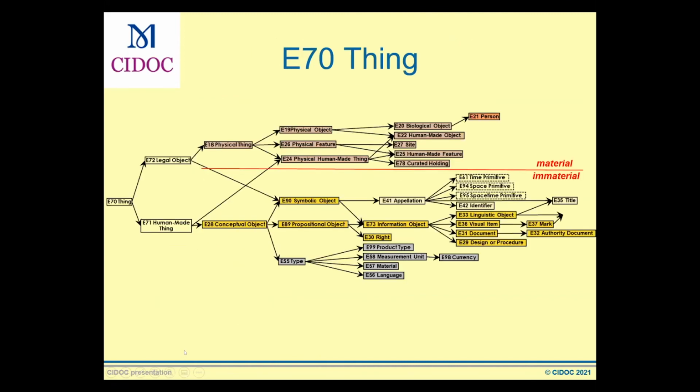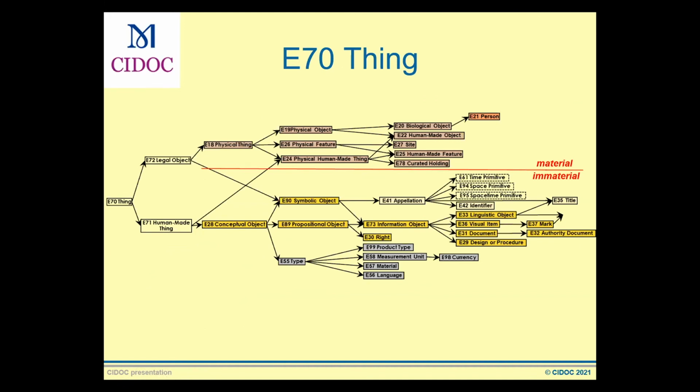Now, this is the E70 thing hierarchy. So this is the thing. It used to be called E70 stuff, but apparently that's rather difficult to translate into many other languages. It's a very British word. So it got changed to thing.